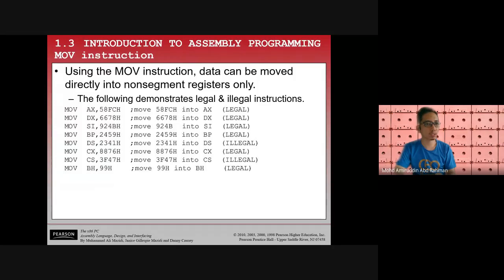Looking over here, this one is illegal. Why? Because we cannot move the data directly into the segment register. DS and CS are segment registers, so we cannot do that. That's why it is illegal. It cannot be moved directly; it must follow some other instruction first before it can be moved to DS and CS. That's another rule.